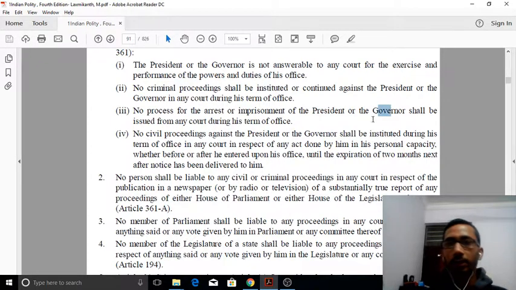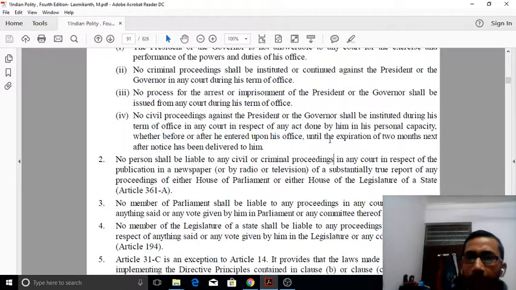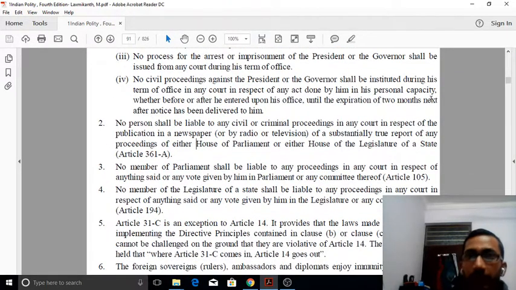No civil proceedings against the President or Governor shall be instituted during his term of office in any court, whether before or after he entered upon the office, until the expiration of 2 months next after notice has been delivered to him, right?